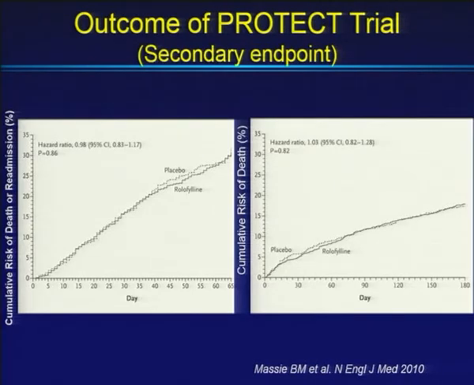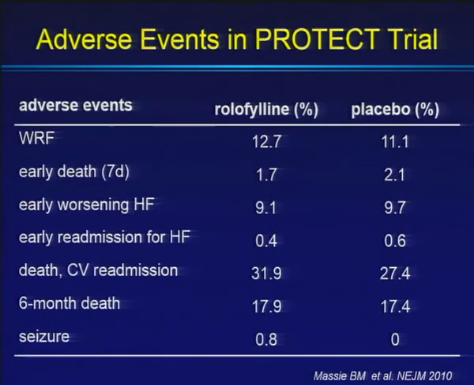And this is the outcome of the PROTECT trial: death and readmission to the hospital, and death alone. Both outcomes don't change with placebo. And if you look at the adverse events in the PROTECT trial, worsening renal function is comparable between rolofylline and placebo. Early death is comparable. Early worsening heart failure is comparable. Early readmission for heart failure is comparable. Death and cardiovascular readmission are comparable, even higher. And 6-month death is comparable.